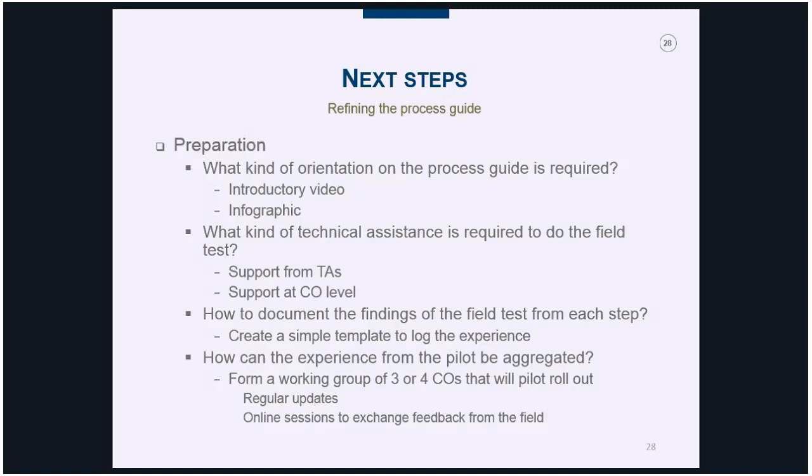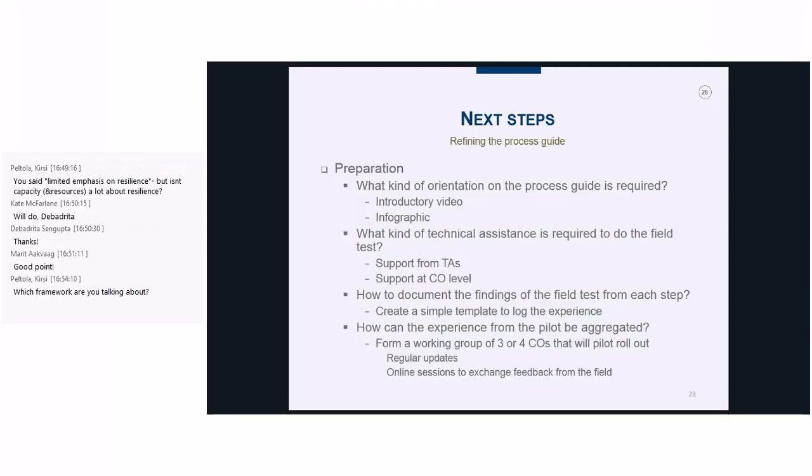Resilience obviously also allows a much broader view on hazards than many of the natural disasters that are currently the focus of HVCA still. Kirsty, to your question, which framework are you talking about? So the Food Security Information Network has adopted what's called the Resilience Framework, which refers to three capacities: absorptive, adaptive, and transformative.